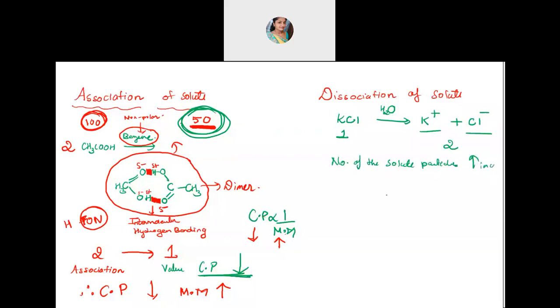If solute particles increase, what will happen to the colligative property value? The colligative property value also will increase. Agree with me? The colligative property value will increase. If colligative property value increases, what will happen to molar mass? You see that relationship which I gave you. Colligative property is inversely related to molar mass. So the molar mass of that particular solute will decrease when you do the calculation.